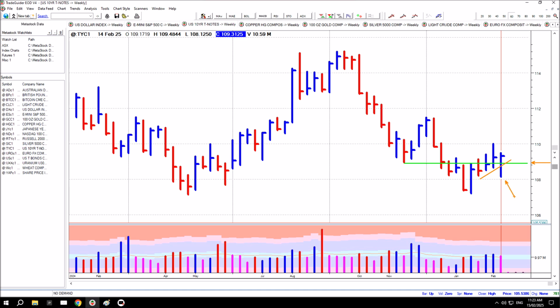Price pulled back this week and recovered nicely to close up near its highs and slightly as an up bar for the week. So that's quite promising and suggests the market may attempt to continue higher in response.